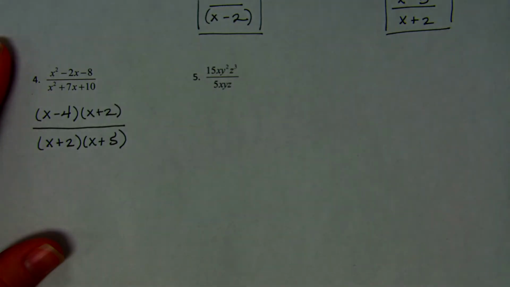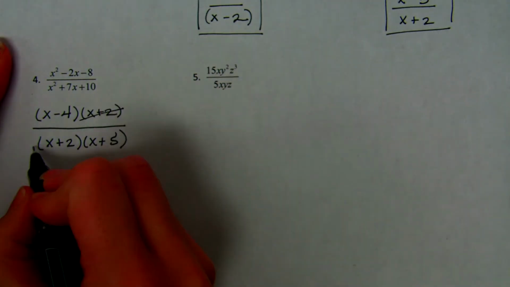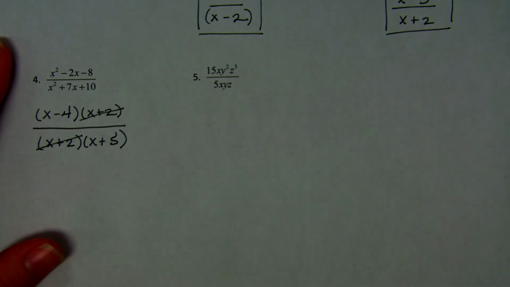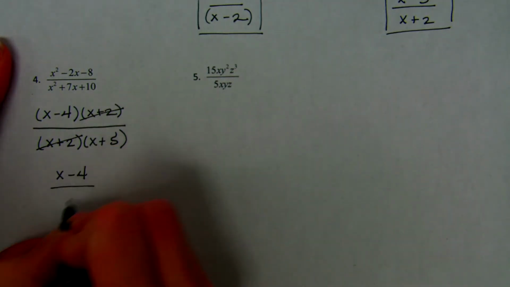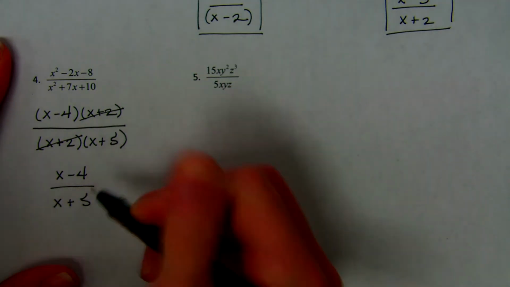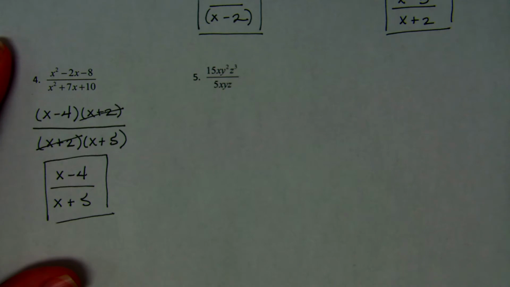So I'm looking for something that's the same on the top and the bottom. And here it's an x plus 2. I cross those out. And what I'm left with is x minus 4 over x plus 5. And that's as simple as it gets. We walk away.